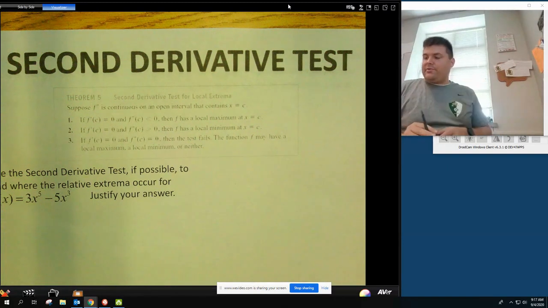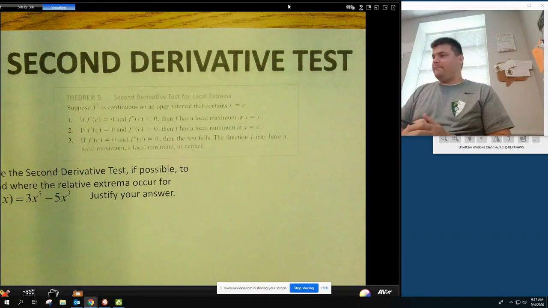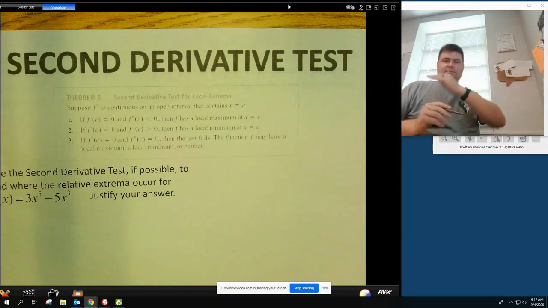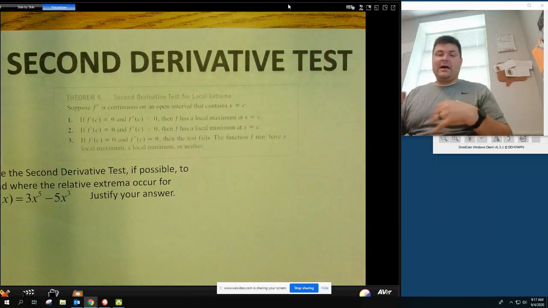I'm going to go through this. The second derivative test is kind of, I don't want to say it's a useless test because it can be useful, but it gets us to a place where it's more difficult to get there, if that makes sense. So I'm going to explain what it is, and then I'll get you on my side for that one.